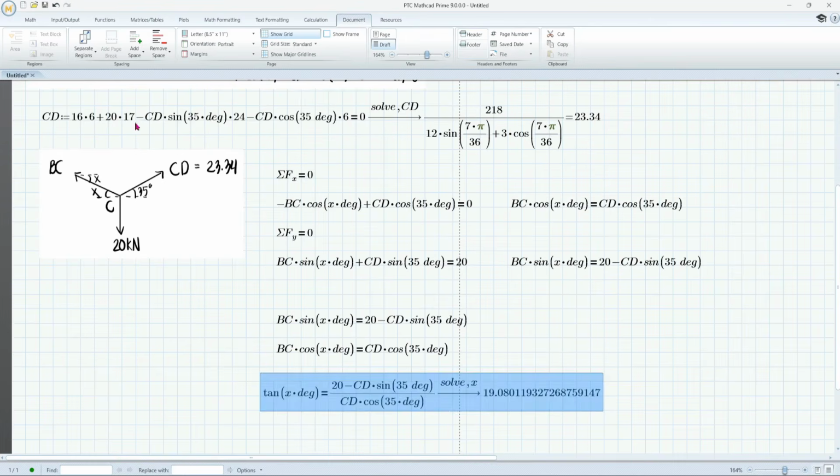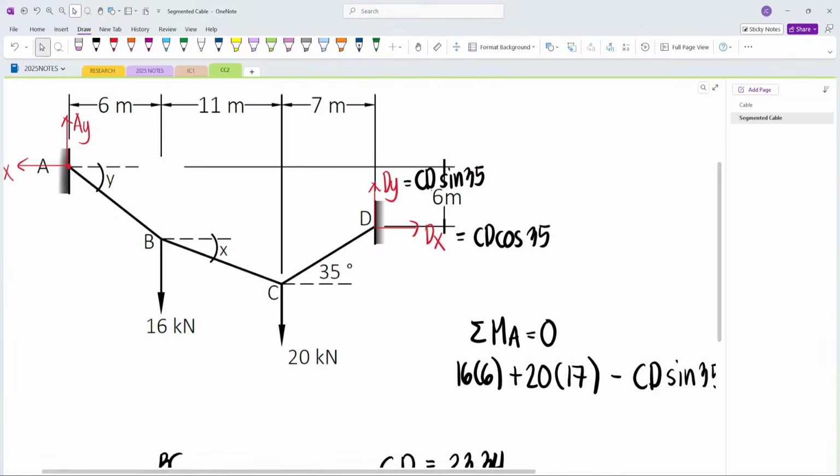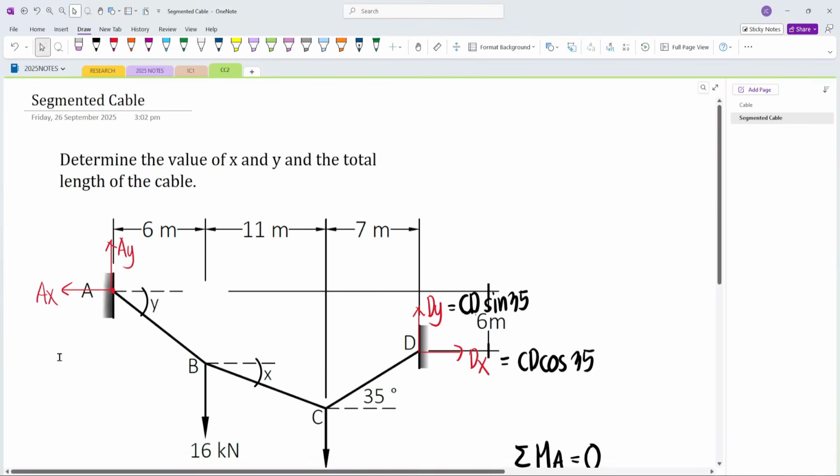Ayan, 19.08. Now, to solve angle Y, you have two options. You can apply the method of sections by cutting AB, or pwede rin, you can solve AY and AX. Then, automatically, yung AY saka AX, yan yung vertical and horizontal components of AB. Then, we can now solve the angle Y. So, ganito yung figure natin. Ito yung resultant ng AX saka AY, inclined at a certain angle.